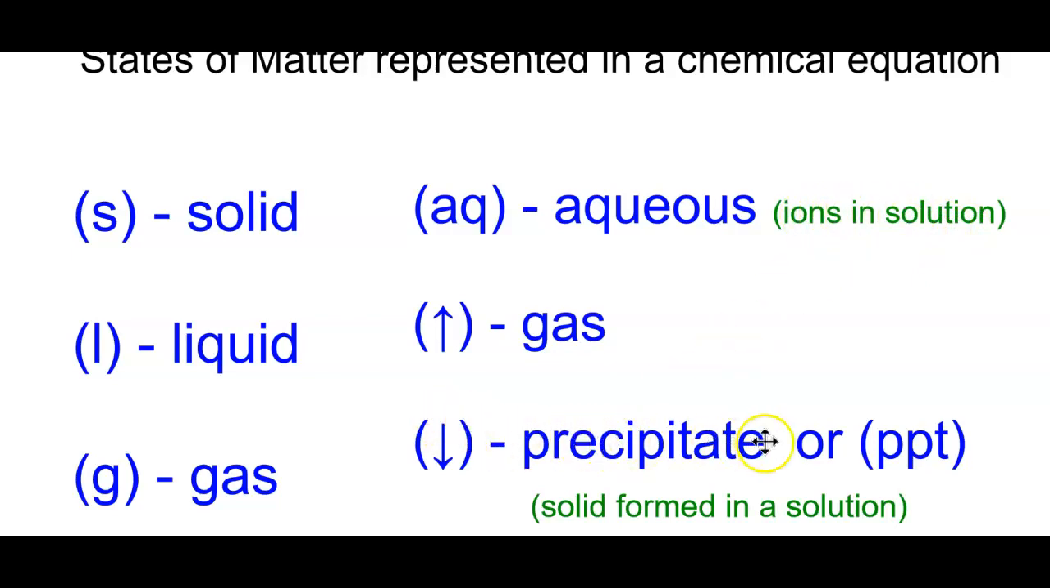This term is precipitate. You might see it as a down arrow or a PPT. These are solids formed in the solution. So you have liquids. And when you put the two liquids together, you have solid particles floating in those liquids. You can centrifuge, that means spin the test tube really quickly, and then you would see those things separate.